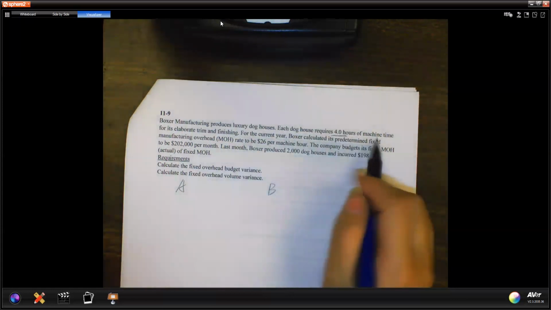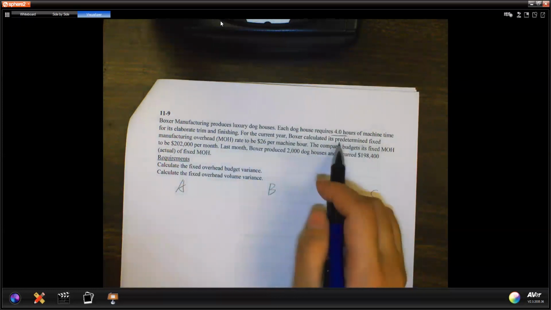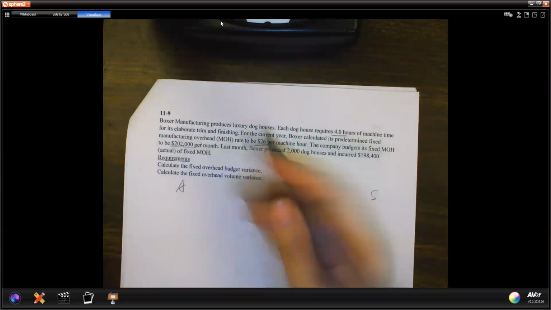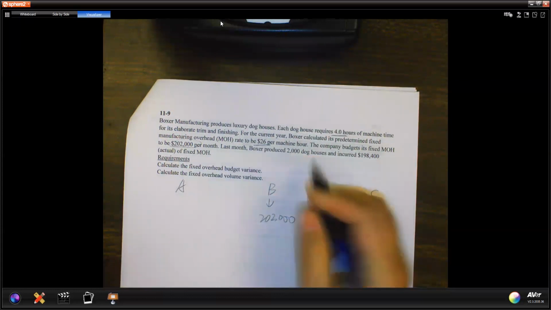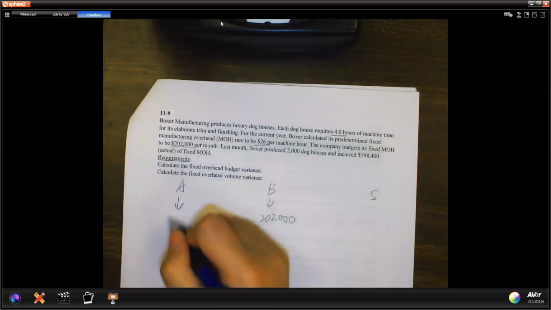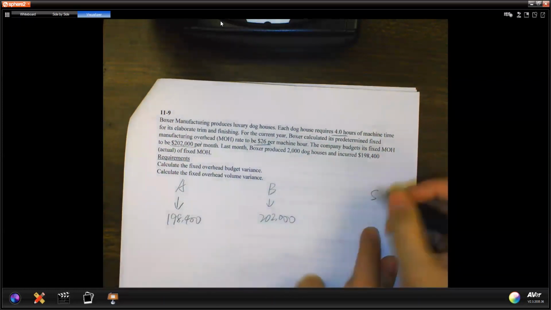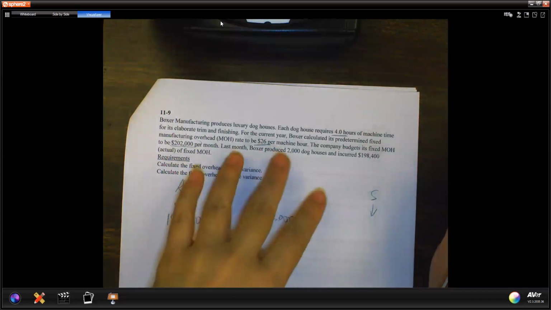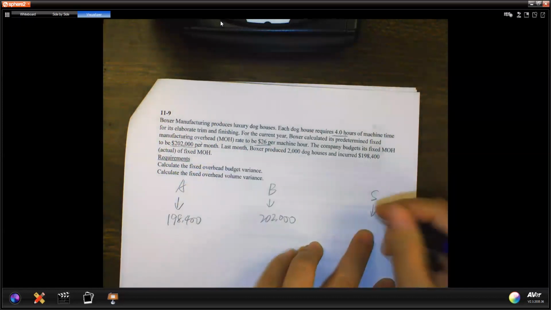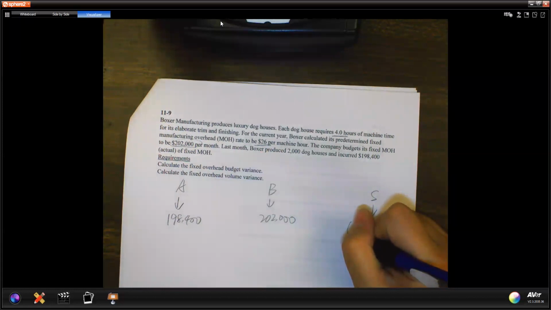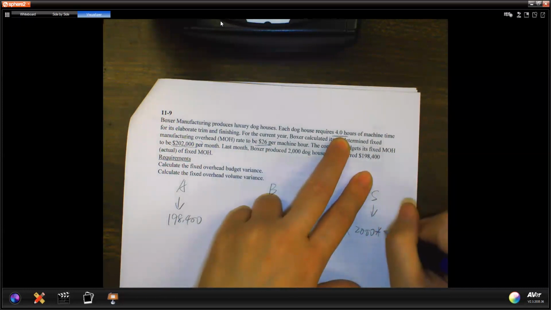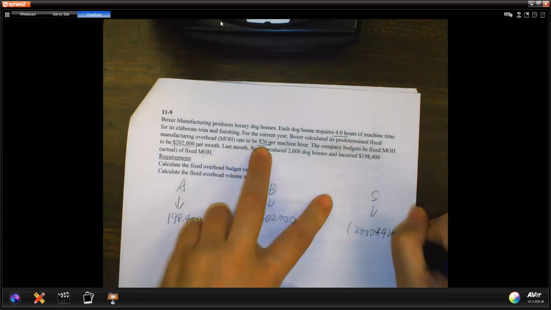It requires 4 hours of labor for the current calculation. The predetermined rate is 26. The company budget for fixed overhead was 202,000, right? Actual produced and incurred told you 198,400. So we just need to do the standard, which is we produced 2,000 horses, each one requires 4 machine hours, and for each machine hour we allocate $26.